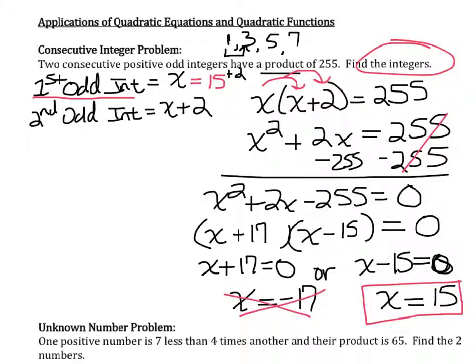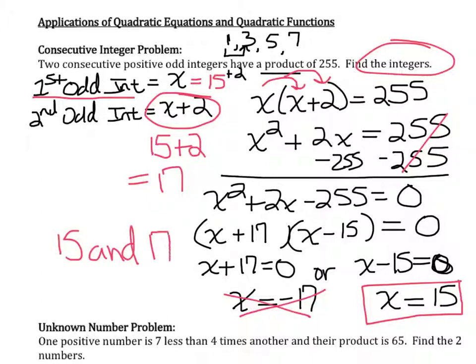And to find the second consecutive positive odd integer, I use this expression here. It's x plus 2. So if I take the 15 and add 2 to it, I get 17. So my solutions would be 15 and 17. Those are my two consecutive positive odd integers. Let's look at another example.